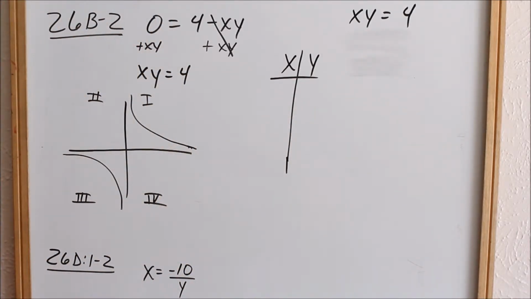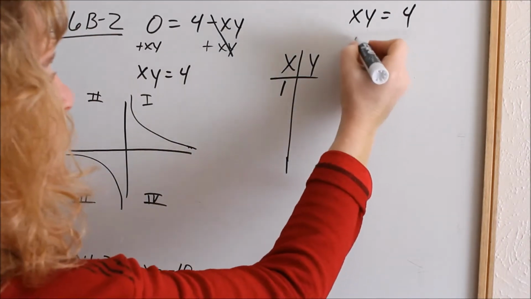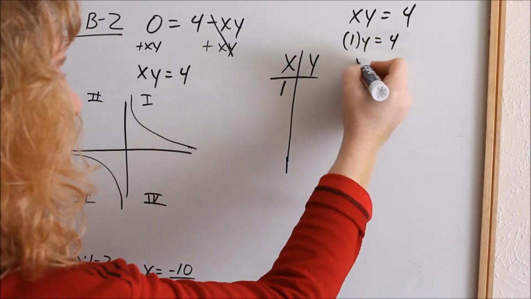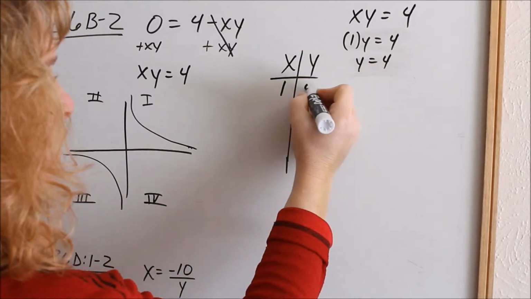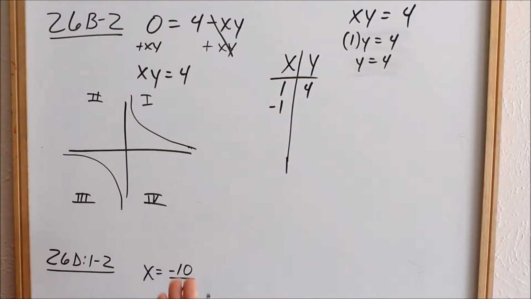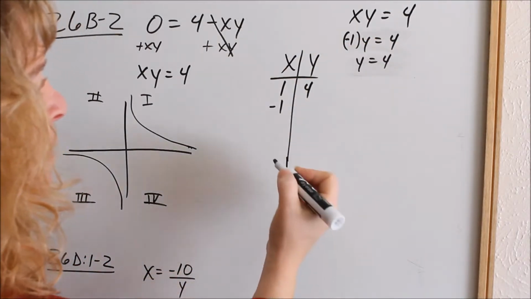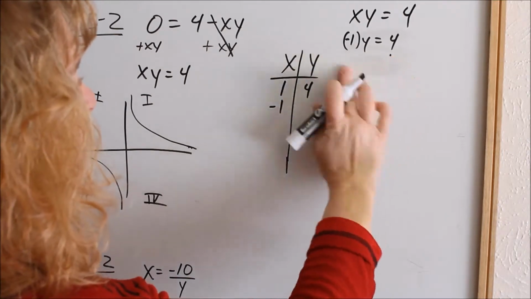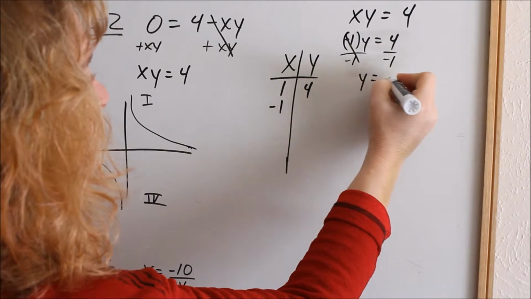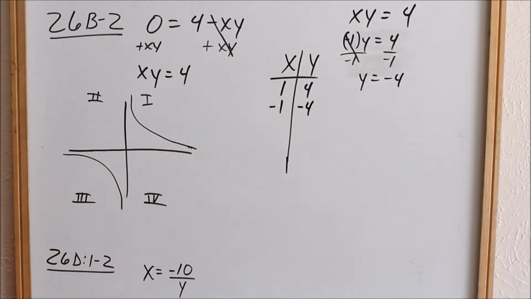So let's just do 1 for x. If I plugged in 1 for x, 1 times y is just y, so y equals 4. What if I put in -1? Remember, they are mirror images of each other. If I put in -1 here, I divide both sides by -1, then y equals -4. Then I'm going to have the mirror image of that.